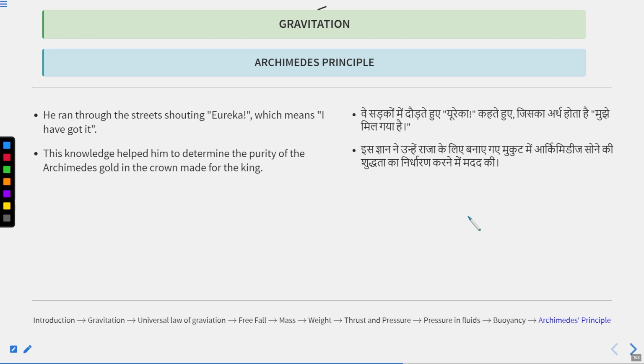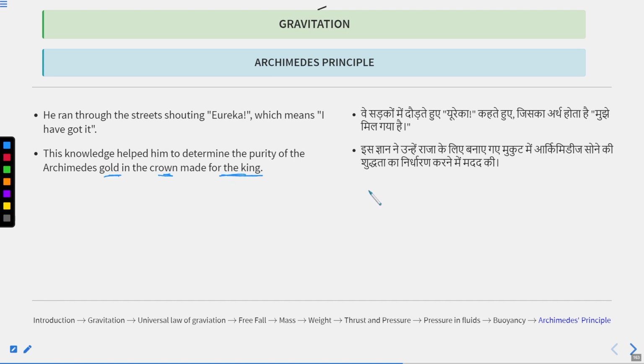When he realized that the upward force is equal to the weight of the water displaced by the object, he ran through the street shouting "Eureka!" Eureka means "I have got it." And this knowledge helped him to determine the purity of the gold in the crown made for the king.